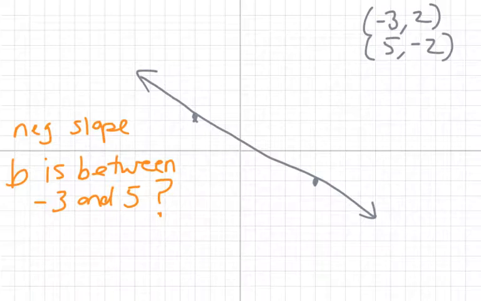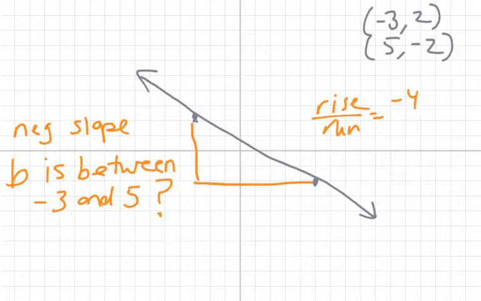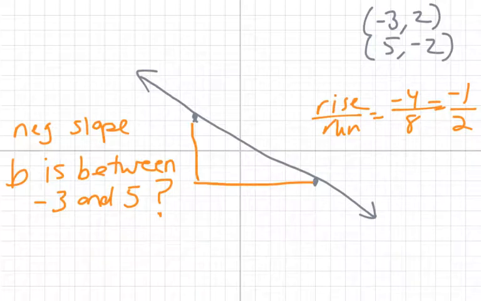So now you could get the slope again from counting your rise over your run. You could go down 1, 2, 3, 4 and over 1, 2, 3 over 8. So rise over run, we went down 4 and over 8. Simplify that fraction to -1/2. Okay, so you can get it that way.